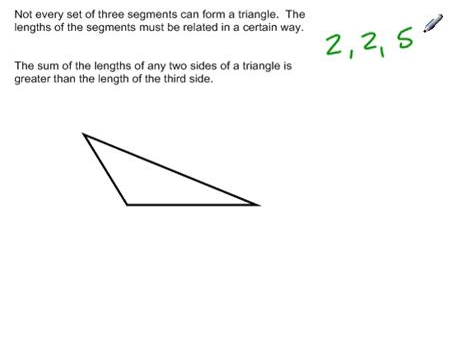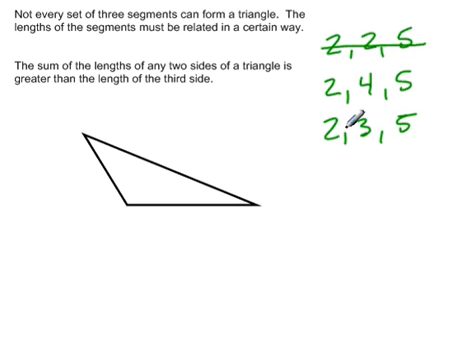If you had straws that were the length of 2 inches, 2 inches, and 5 inches, there's no way possible you could form a triangle. Wouldn't work. If you had 2, 4, and 5, yes, indeedy, that would work. 2, 2, and 5 would not. Even 2, 3, and 5 would not work. Why is that? Here's the reason why.